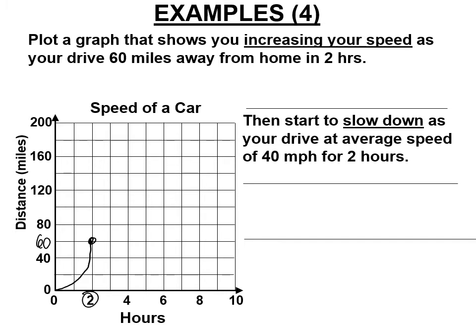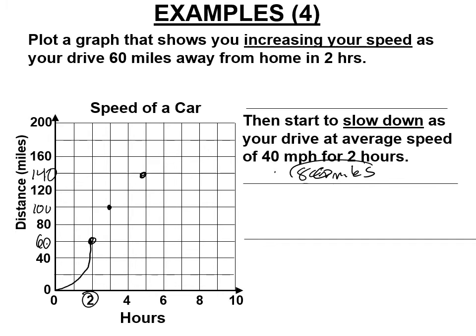Then start to slow down, so we're going to bend it the other way, as you drive at an average speed of 40 miles per hour for 2 hours. All right, so we got to go 40 miles every hour. So an hour later, you should be at 100. Right? And then another hour later, you should be up here at 140, right? Because we're going 40 miles every single hour, all right? So that means we're going to go 80 miles, right? We're at 60, now we're at 140. 40 miles per hour for 2 hours is 80 miles.